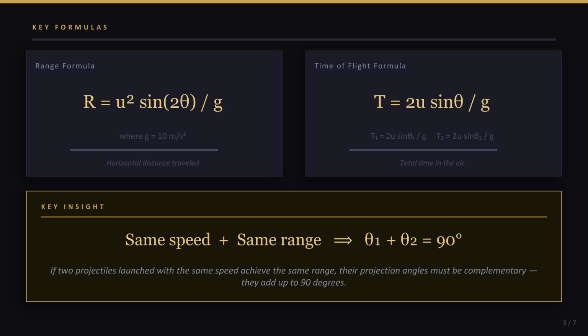Before we start solving, let us recall the two most important formulas in this problem. First, the range formula, R equals u squared times sine of 2θ, divided by g. Second, the time of flight formula, T equals 2u sine θ divided by g. Now here is the most important insight. If two projectiles have the same initial speed and the same range, then their angles must add up to 90 degrees. This means θ1 plus θ2 equals 90. We will use this fact as the foundation of our solution.